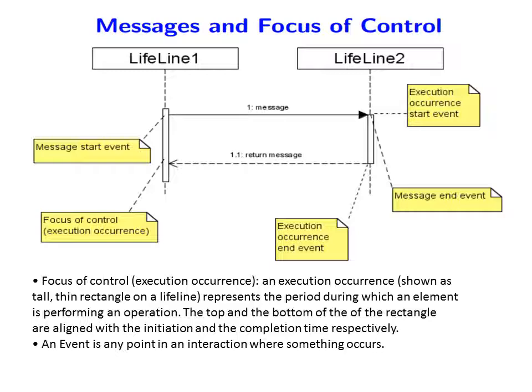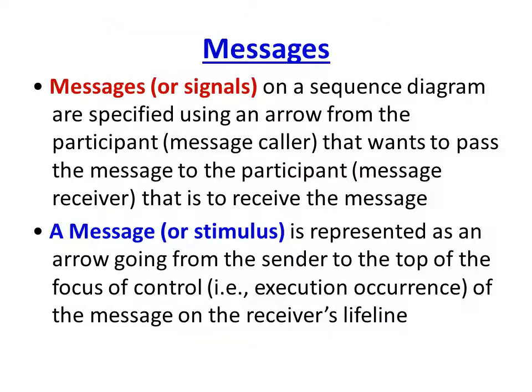An event is a point in an interaction where something occurs. You can see here we have lifeline 1, which represents, let's say, object 1, and we have lifeline 2, let's say it represents object 2. There's a message that goes from lifeline 1 to lifeline 2 and a return message that goes from lifeline 2 to lifeline 1, and this is the starting and ending point. Messages or signals on a sequence diagram are specified using an arrow. The arrow means the message, which means the function from the participant, the message caller, that wants to pass the message to the participant, the message receiver.